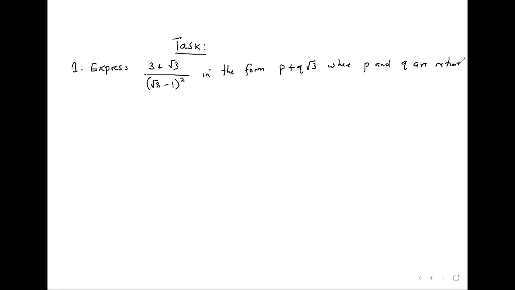So a task: express 3 plus root 3 over root 3 minus 1, squared, in the form p plus q root 3, where p and q are rational numbers.